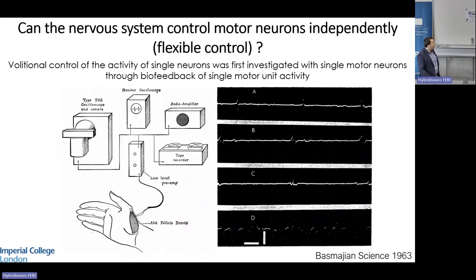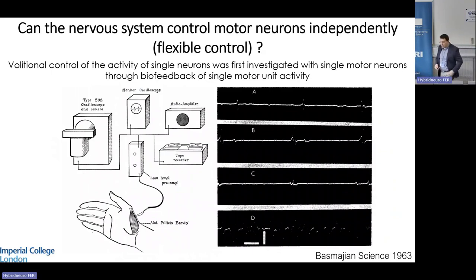And normally, if you look at the literature, there is always someone else who has thought about that before. And indeed, this has been done in the 60s by John Basmajian. This was published in Science, so that's quite an impactful paper. John Basmajian, by the way, is another pioneer in EMG, and especially in biofeedback techniques, and this study is about biofeedback.